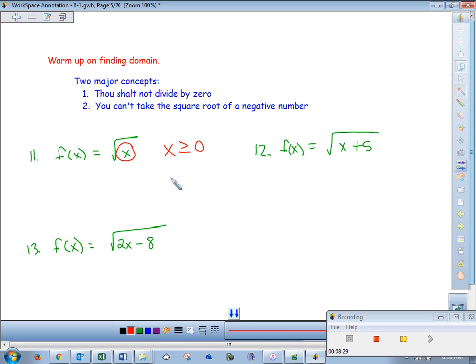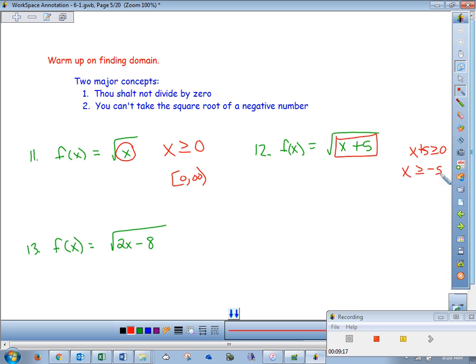What's the domain? Any x value that is greater than or equal to 0. And if you put that in interval notation, 0 counts to infinity, right? 0 to infinity. Here, you've got a radical. Take this guy and say, I need you to be greater than or equal to 0. Right? Because you can only take the square root of positive things or 0 and solve for x. What would you do? Subtract 5. So what's the domain? Any x value that is greater than or equal to negative 5.